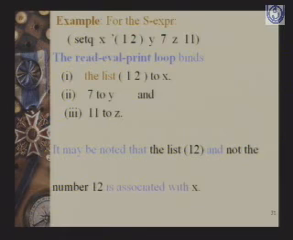Again, we must be very clear that the list (1 2) and the number 12 are two different things. The list (1 2) has two elements, whereas 12 is just a number, it does not have any element.